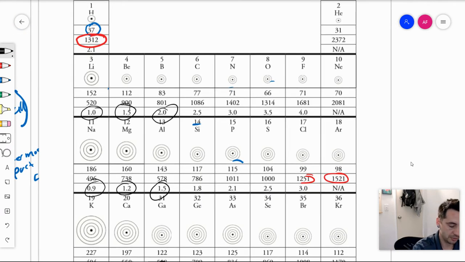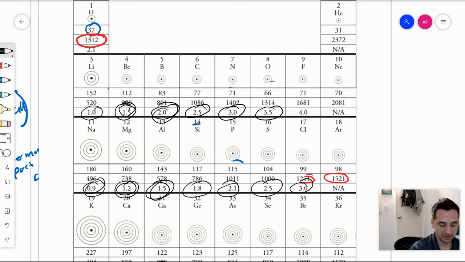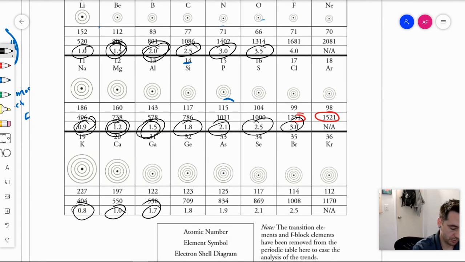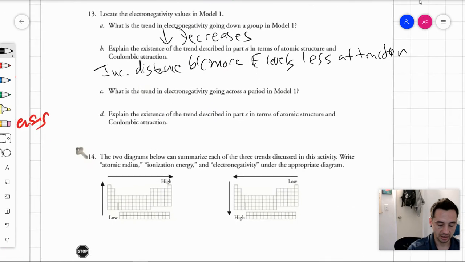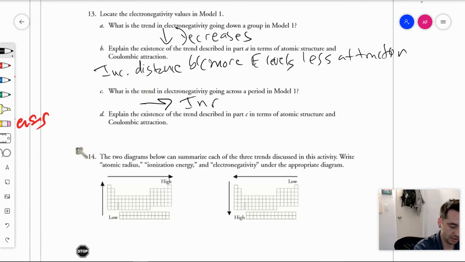Okay, now let's look across a period. As we move across a period, we have 0.9, 1.2, 1.5, 1.8, 2.1, 2.5, 3.0. So we're increasing. If you go down, 0.8, 1.0, 1.3, 1.5, 1.8, 2.1, increasing. So we're consistently increasing from left to right.